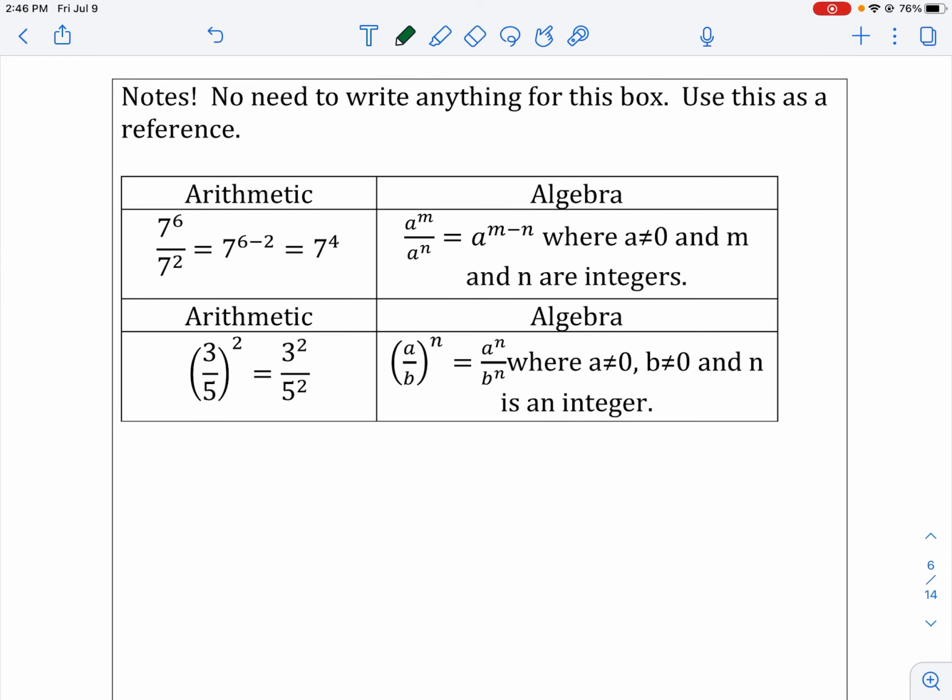And down here, there's nothing we need to write here. We can just simply use this as a reference if we would like. Again, when we divide like bases, we subtract the exponent in the denominator from the exponent in the numerator. Here's how that is written algebraically. And when we have a power to a power, remember, if exponents are not there, we should put them with 1, and we distribute exponents to other exponents only. And then we should simplify this to be 9 over 25.